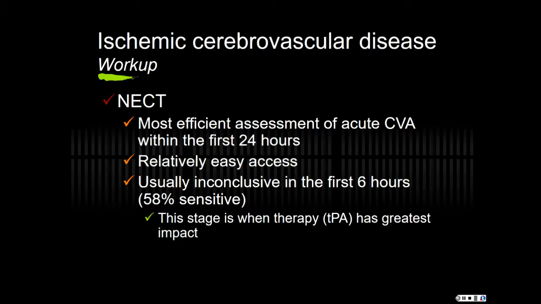Now, as the statistic says, they're usually inconclusive for the first 6 hours. They offer only 58% sensitivity, which is unfortunate because this is the stage where TPA has its greatest effect, right? Now, there's a caveat to this. As multi-slice CT has come on the market, and as imaging workstations have become more prevalent and better, the sensitivity is increasing. We get thinner slices, okay? But for non-contrast, sensitivity is still fairly low within the first 6 hours.